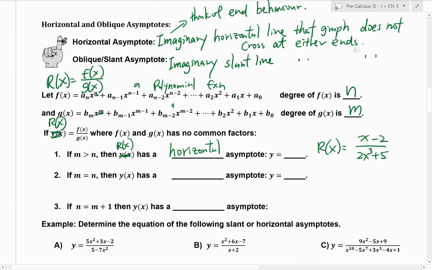And the equation would be y equal to 0, okay? And why is this the case? Well, if you think about it, this actually makes quite a lot of sense. X cubed outgrows x by a lot, right?